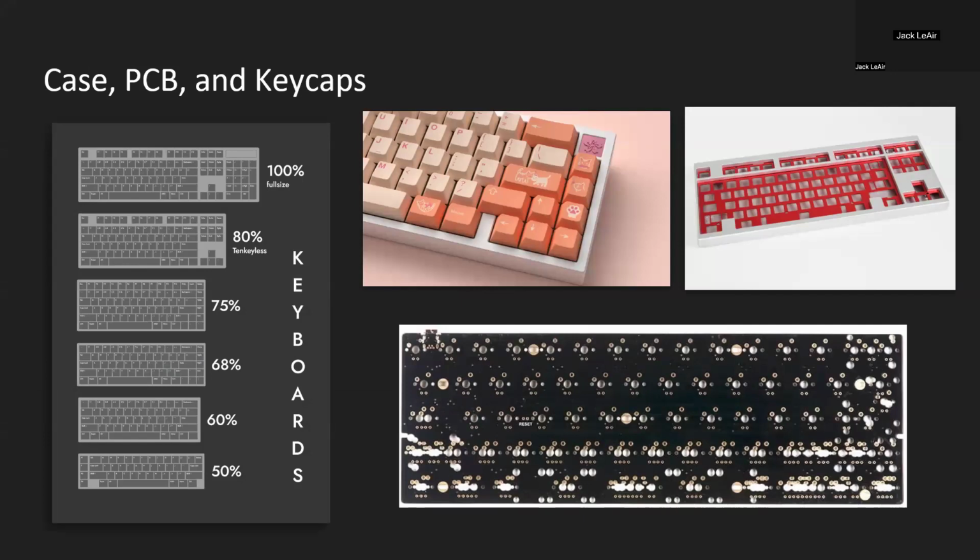The case is the outer shell that houses all of the internal components. Custom keyboard cases come in a variety of materials. You can get them in aluminum, plastic, or acrylic, or even wooden. I've seen wooden keyboards, wooden cases. Each material affects the weight, look, and the overall sound that the keyboard produces when you're typing.